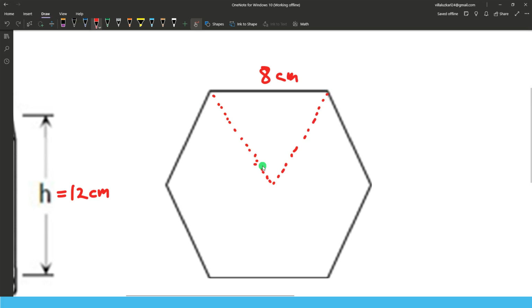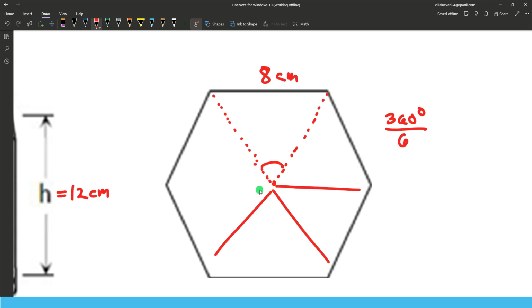Now, when we determine the central angle of that triangle, we just divide 360 degrees, because that's the total angle of one revolution from the center, by 6, since we have 6 equal parts in terms of central angle. So we have an angle of 60 degrees.